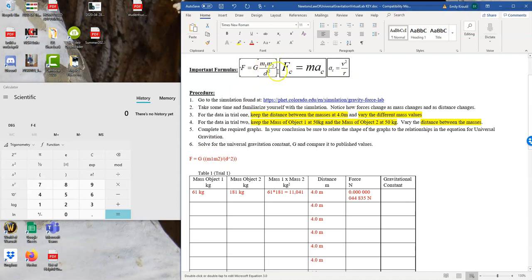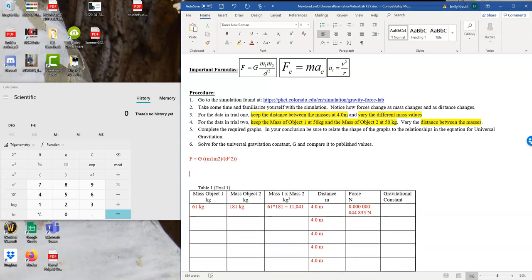So I'm going to multiply both sides by d squared, and that's going to give me F d squared equals m1 m2, and then we have G over here. Okay, so the next thing I'm going to do is divide both sides by m1 times m2, and that's going to get G all by himself.